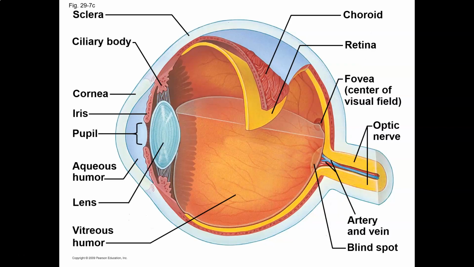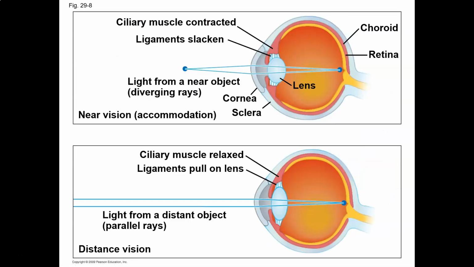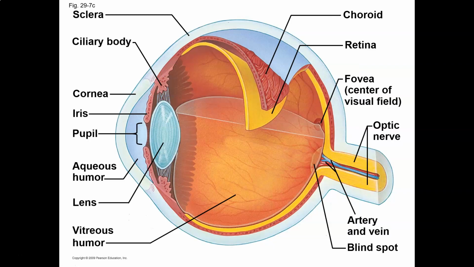What is the pathway of light through the eye? So I'll do that in the picture. So we're going to first pass through the cornea, then through aqueous humor, through the pupil, to the lens, through vitreous humor, to the retina, and then will be absorbed by the choroid.